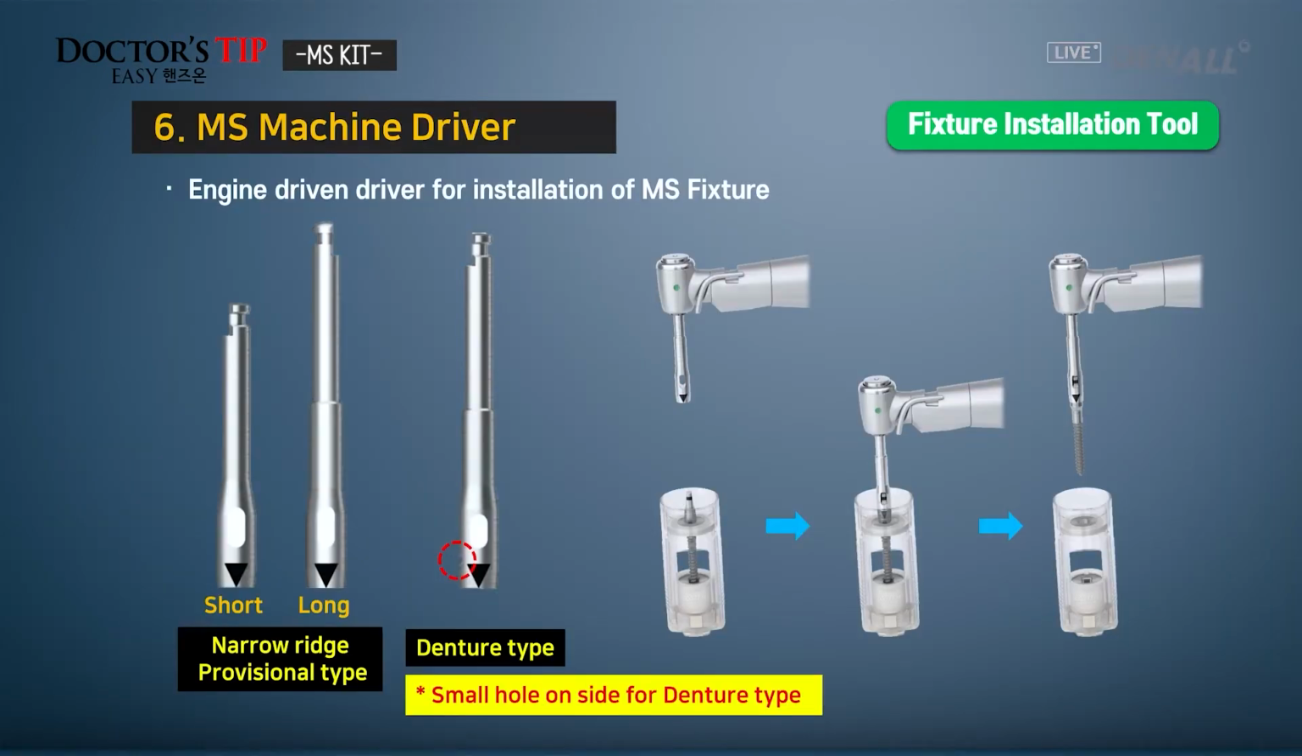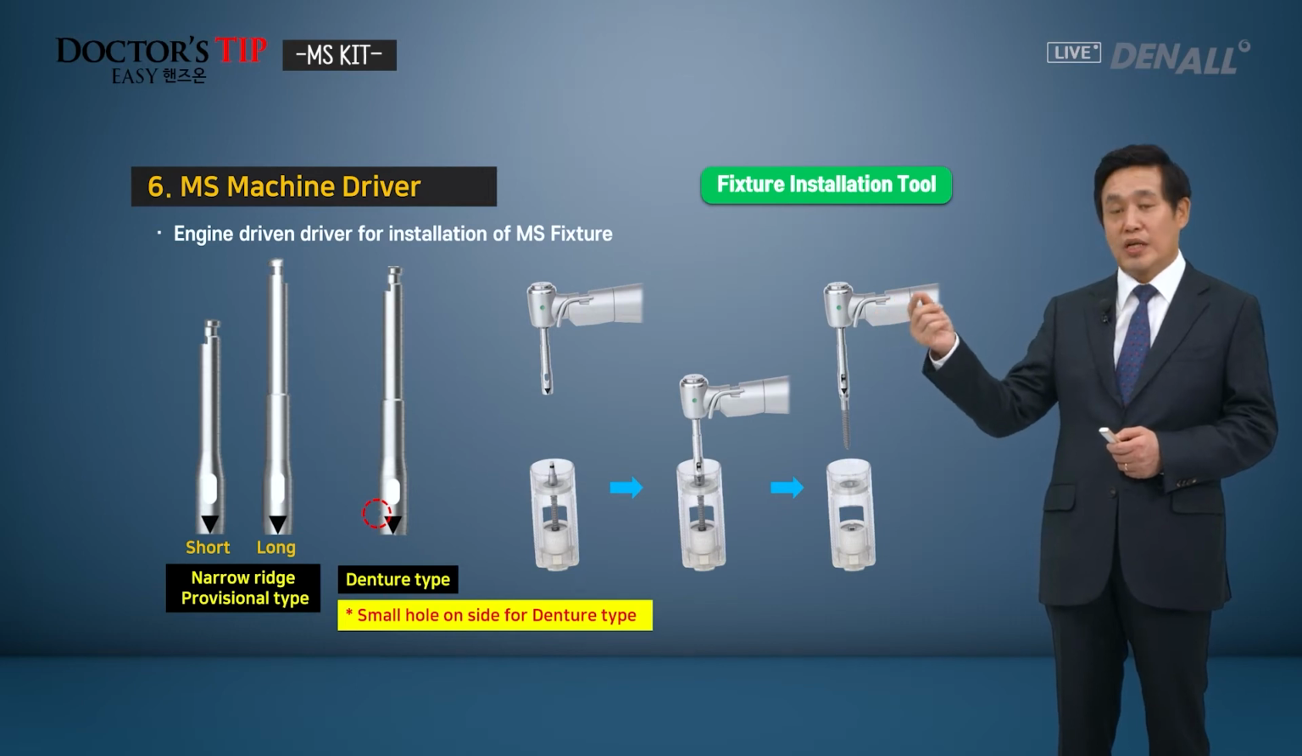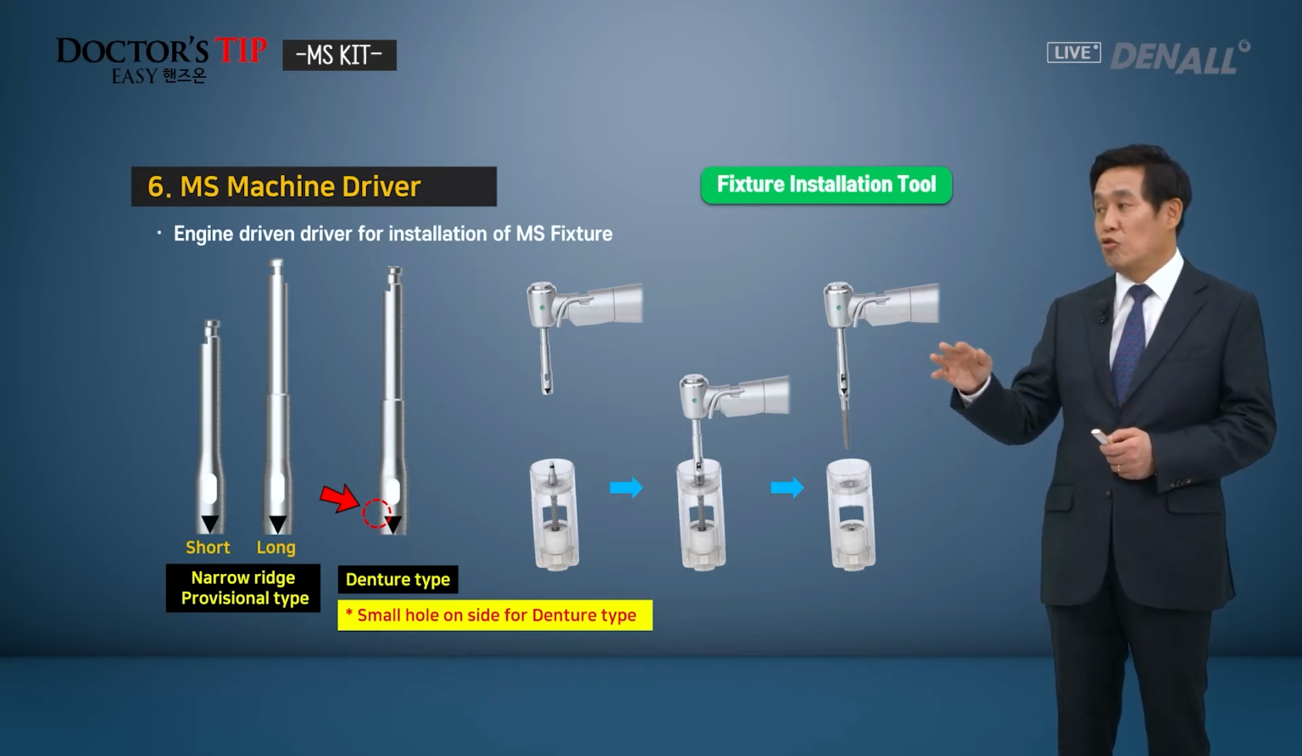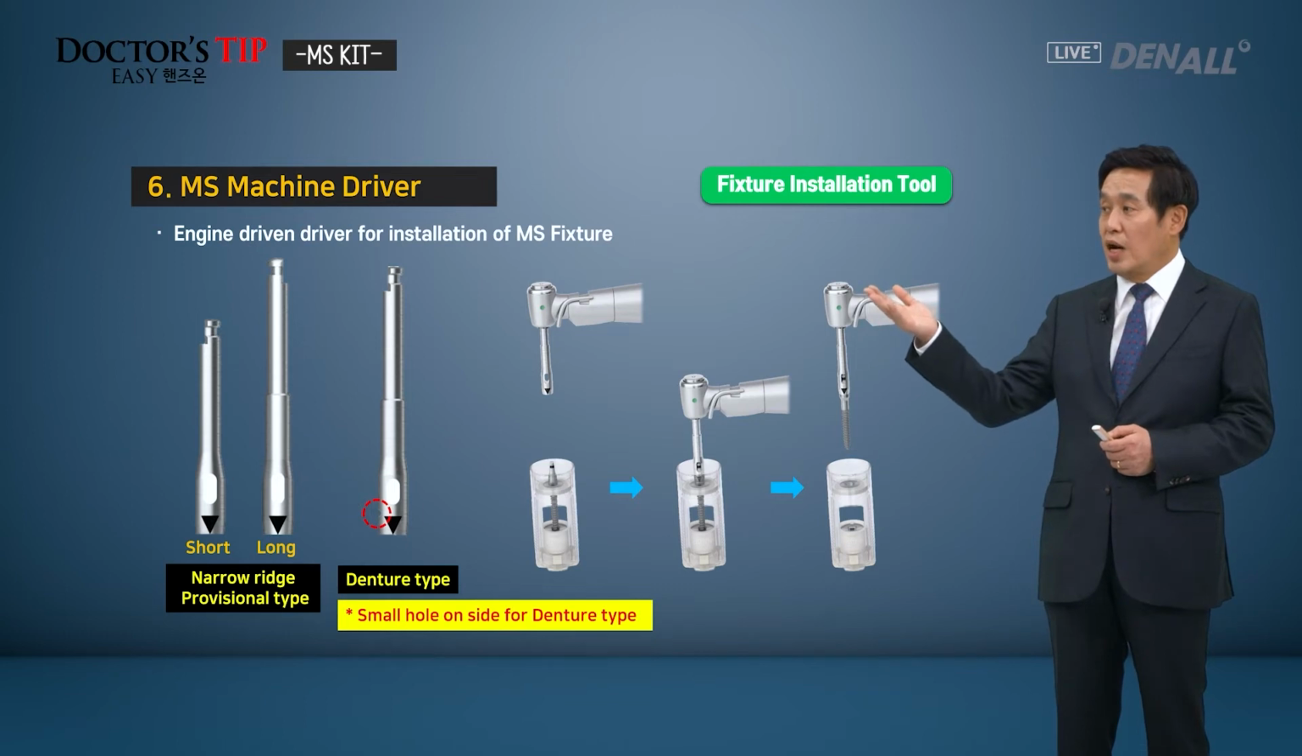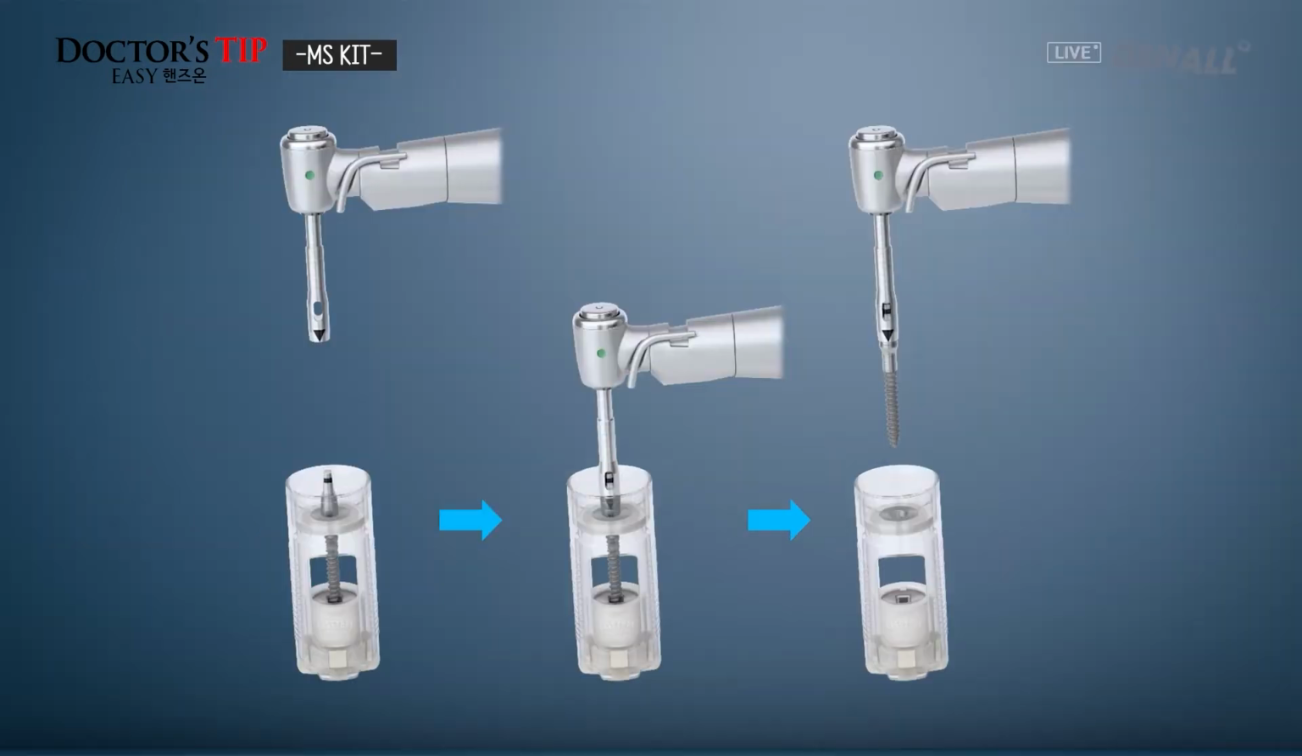Next is the engine-driven driver for installation of the MS fixture. You have short and long types, and for the denture type, you have a bit of a notch or hole at the bottom. So you can distinguish the denture type from other types. And I will show you again in the hands-on. But with this engine-driven driver, the black triangle part, you connect to the flat part of the fixture, then it will be easy to place the implant.